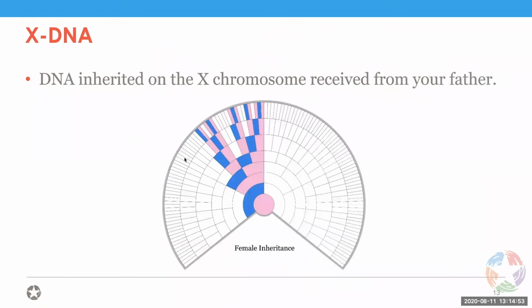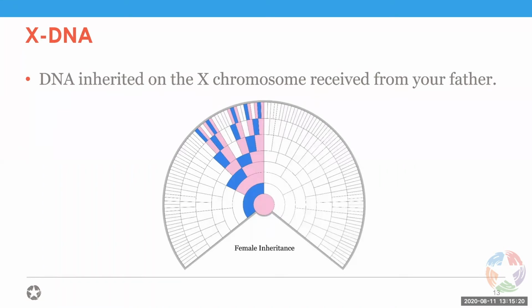xDNA is our third type of DNA, and this is DNA that is inherited through the X chromosome that is passed on to a daughter from the father. So this is only going to be DNA inherited through females, or for a female, since men only have an X and a Y.